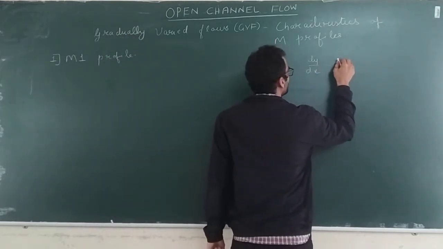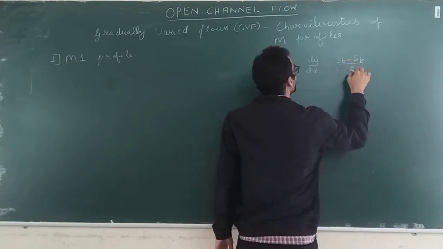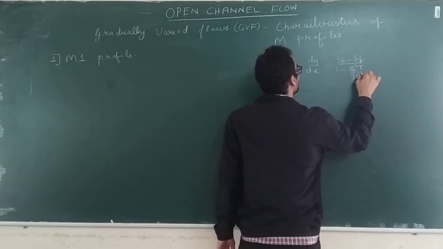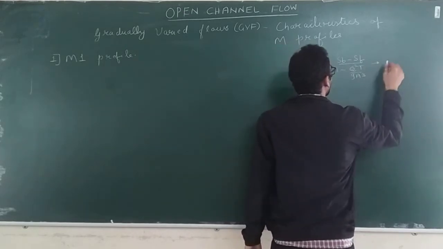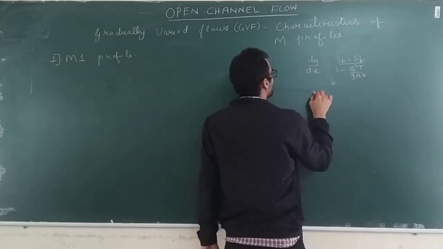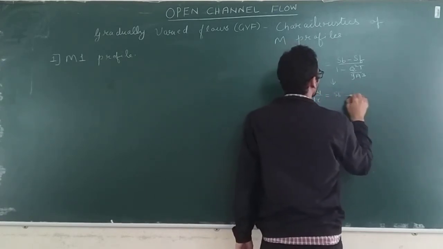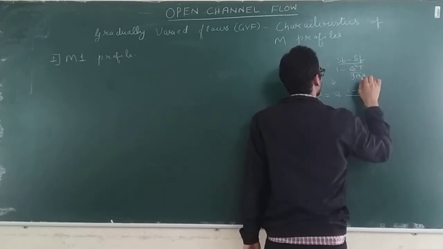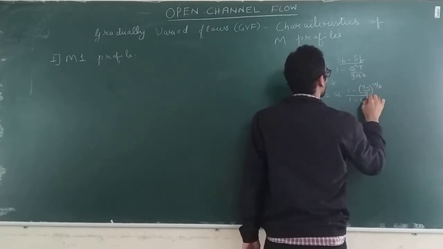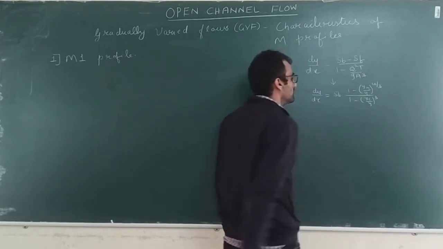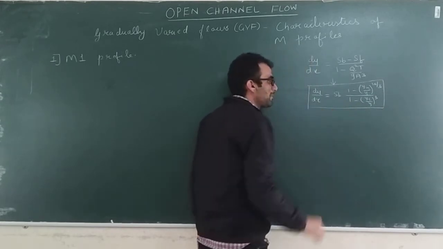dy by dx is equal to, the generalized form is SB minus SF upon 1 minus Q squared T by g A cubed. Okay, this is your generalized form. We simplified this as dy by dx is equal to SB into 1 minus (yn by y) to the power 10 by 3 upon 1 minus (yc by y) to the power 3. So using this simplified form we will try to study all the GVF profiles.